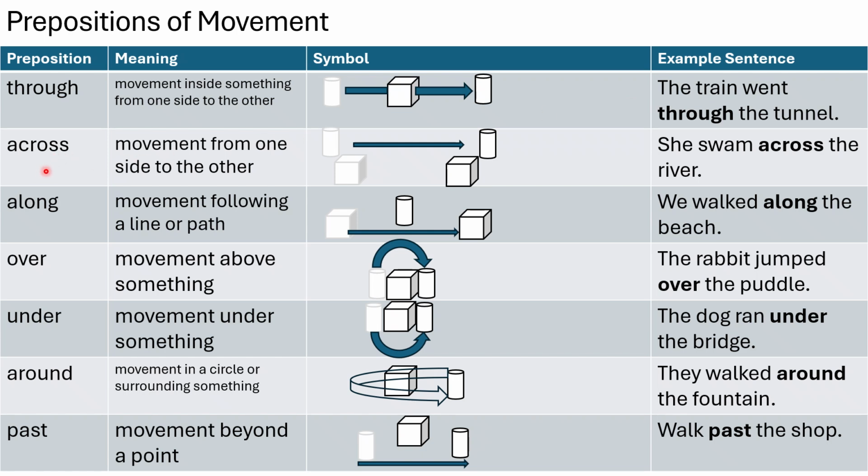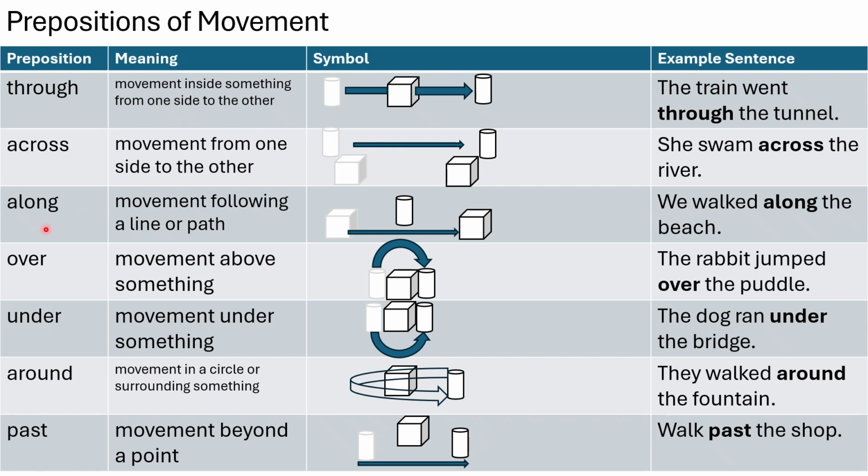The preposition across means movement from one side to the other. This symbol illustrates the cylinder moving across the box. Listen to the example sentence. She swam across the river.